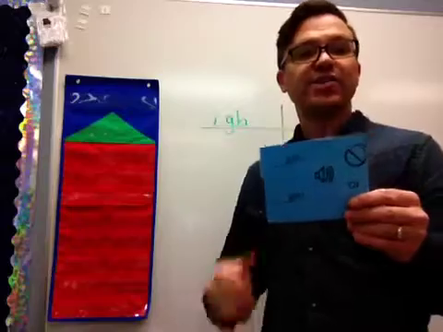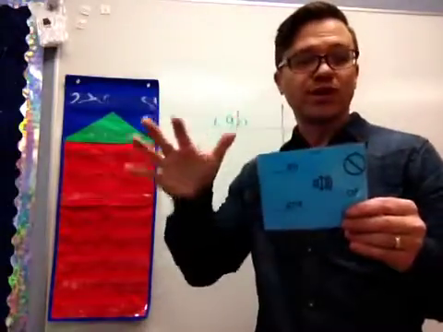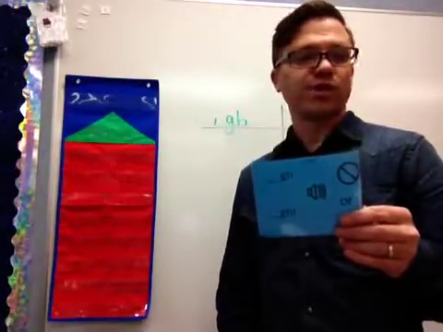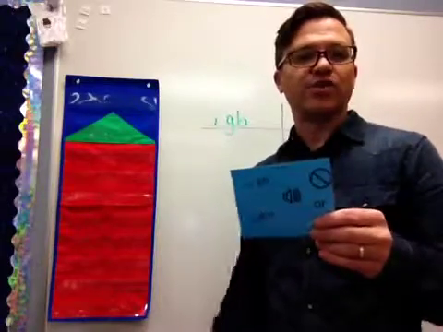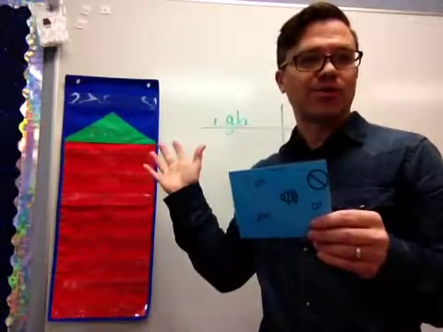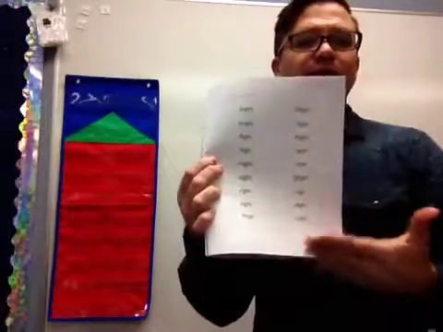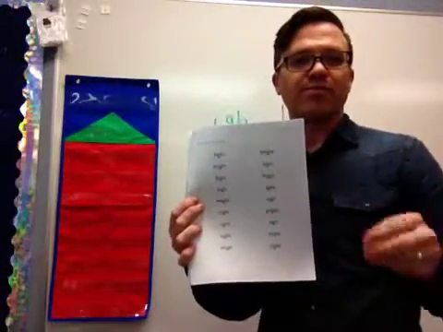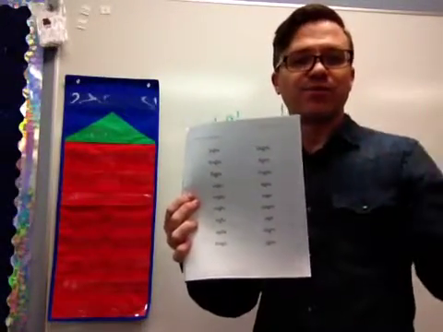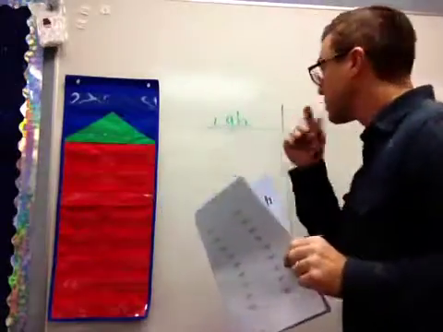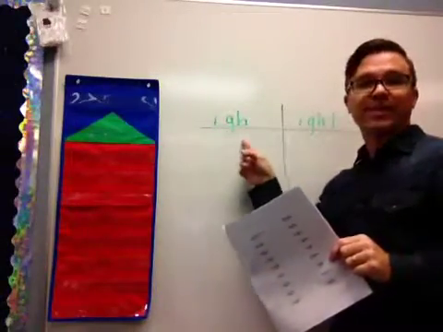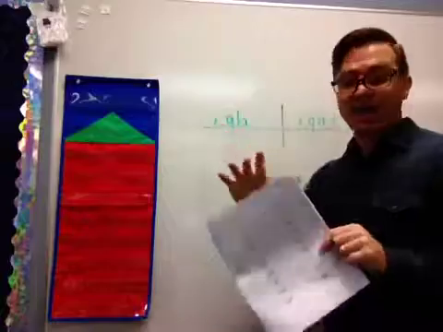Now the GH is either going to be silent, meaning you don't hear it. And think about it. In all those words, you did not hear the GH. You only heard an I sound. Or it's going to make an F sound, like an F. Now, the tricky thing about these words is not a single one of them does the GH make an F sound. And it's because we're talking mostly about the IGH, which goes I.